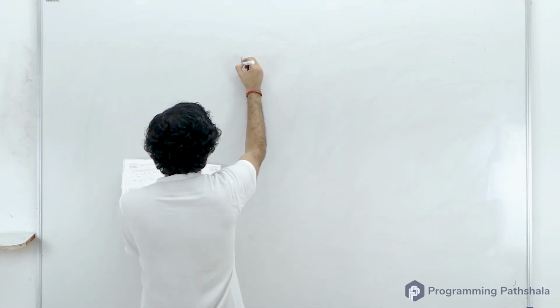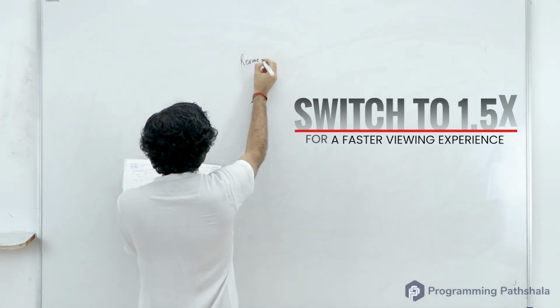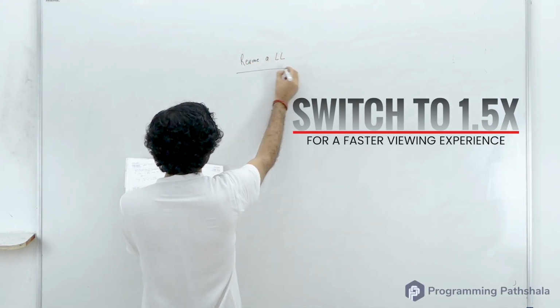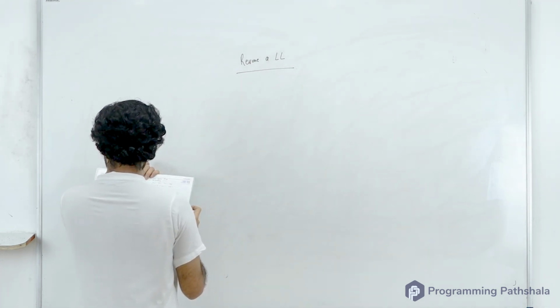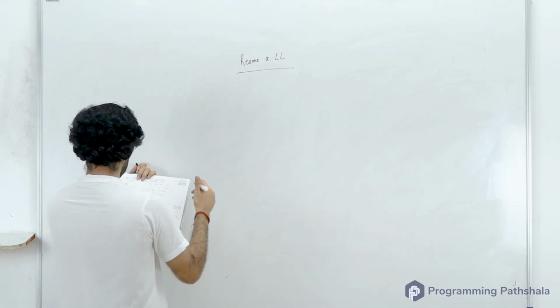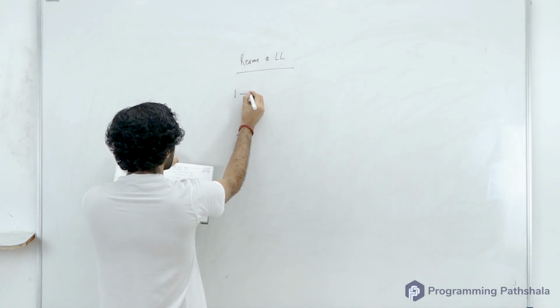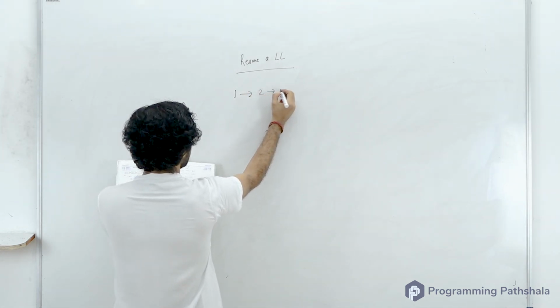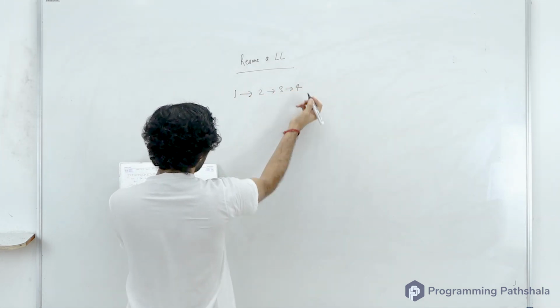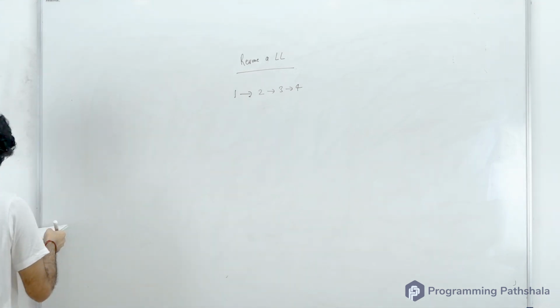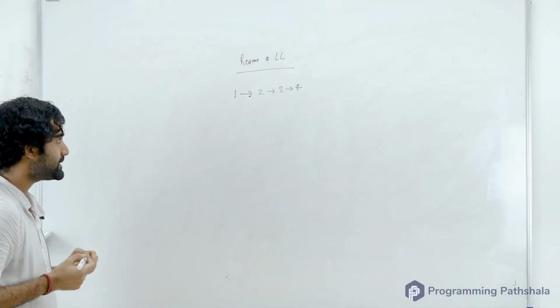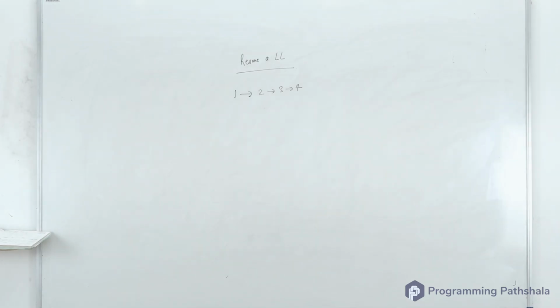Here I say that I want to reverse a linked list. So what do I mean by reversing a linked list? Let's say I have 1, 2, 3, 4. You tell me what you mean by it. I have this 1, 2, 3, 4 and I simply want to reverse this linked list. Just think of all the different ways that come to your mind.